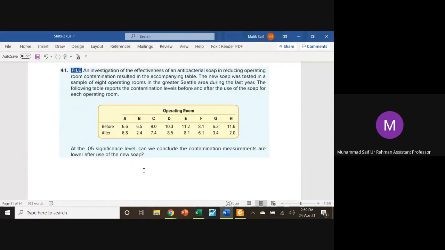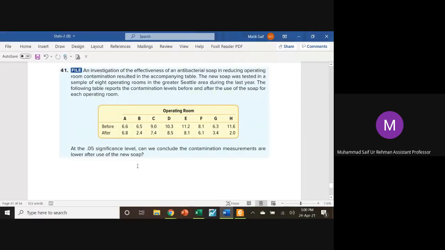So we want to see whether the new soap is good or not. In this particular case, can we conclude that contamination measurements are lower after the use of the new soap? It means that the new soap kills more germs, because the contamination measurements are lower after the use of the new soap.